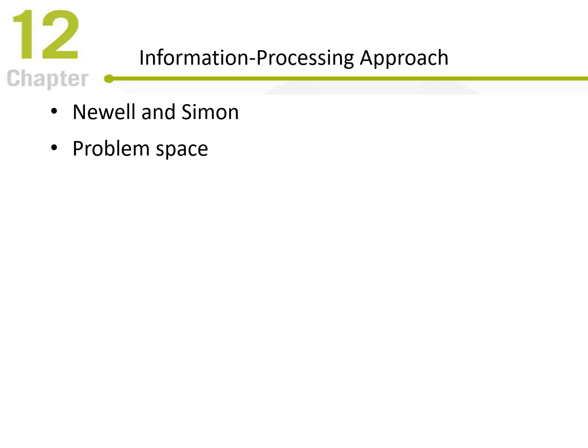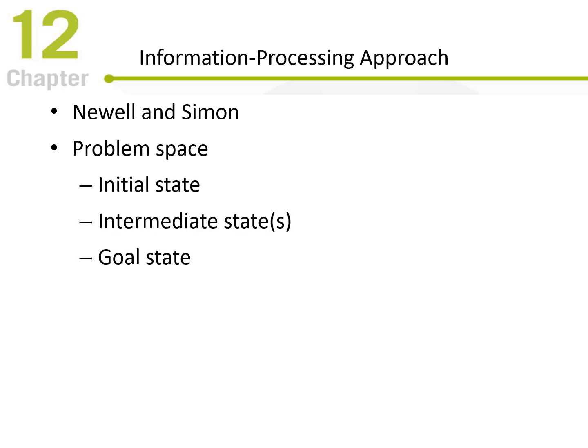Now, when we represent a problem or think about a problem, we essentially are using this idea of a problem space. So this was proposed by Newell and Simon, and they proposed that a problem space consists of 3 different states. So our initial state, where we are now, our goal state, where we want to go, and an intermediate state or states, depending on how many steps we need to take to get to our solution or goal state.